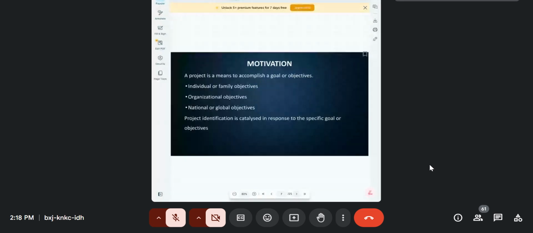Whenever we start a project, it is always motivated by something. Because our project is a means to a goal or objectives, but there's always a motivation behind it. Projects could be individual, or they could be organizational, or they could be national and global. Project identification is catalyzed in response to specific goals or objectives.